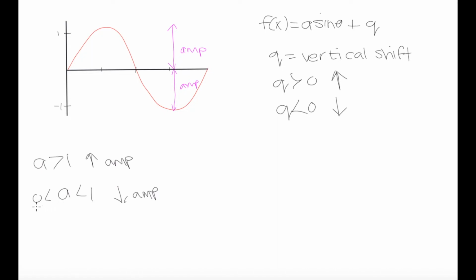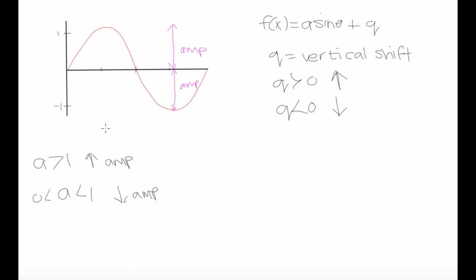If our A value is in between 0 and 1, that means that our A value is a fraction. We're going to decrease our amplitude. That means that our minimums and maximums are no longer going to be 1 and -1. They're going to be less than that. So our curve is going to be smaller. It's going to be less stretched than our red curve.